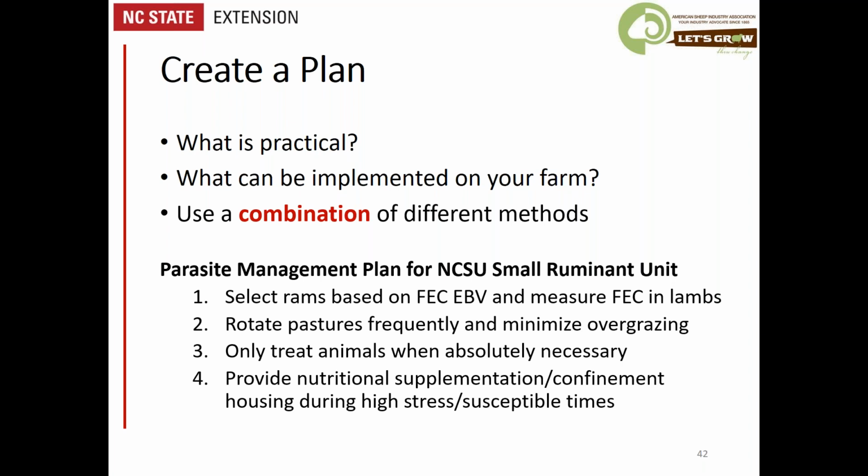We do provide some nutritional supplementation. We know those animals are going to experience a time of higher stress and be more susceptible, so we provide some supplementation. We also provide, in certain cases, some confinement housing to help mitigate those problems so that we can make sure those animals stay healthy and continue to perform.